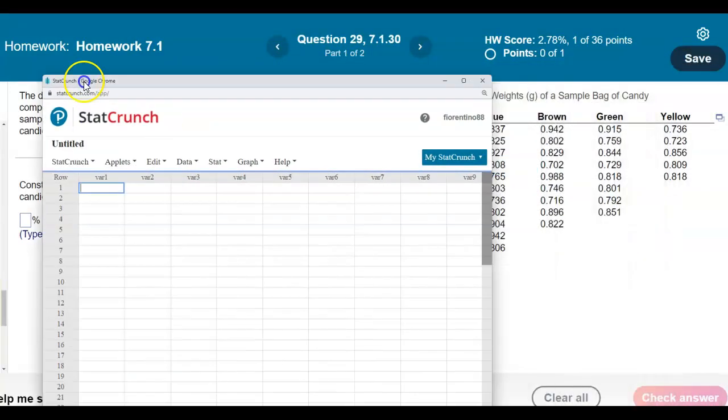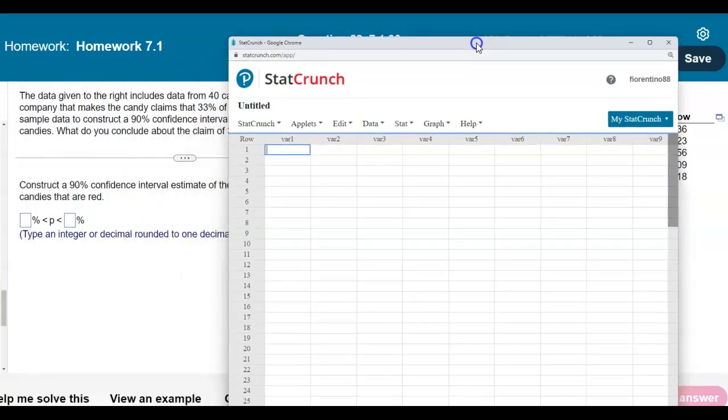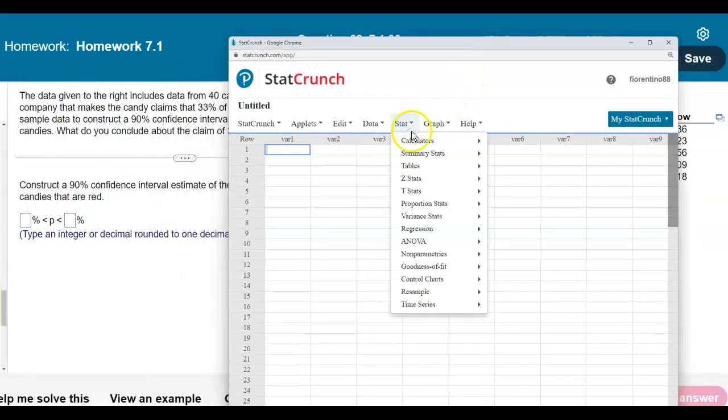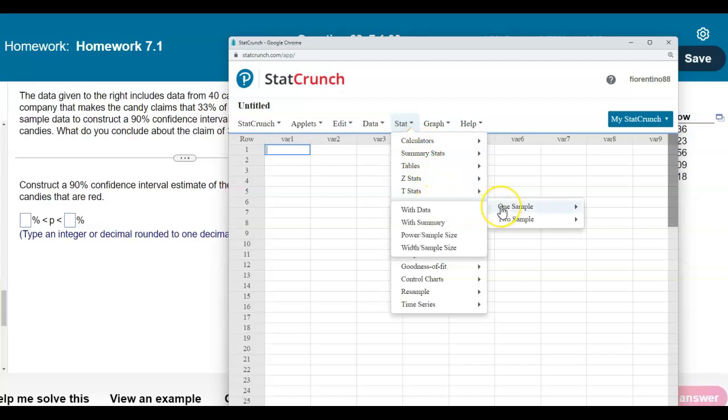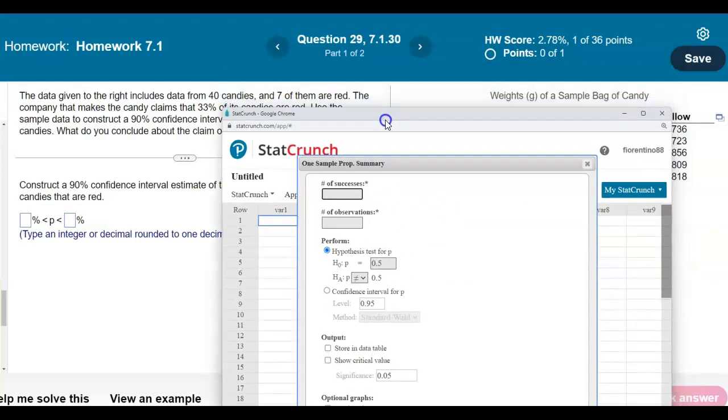Okay, so we have the data over here, but what we want to do is select Stat and then go to Proportion Stats, select One Sample, and select With Summary. Because we have 7 of them that are red, and that's what we're testing, the confidence interval for 7 out of 40. And then we want to construct a 90% confidence interval. So let's put in 0.90, and then select Compute.